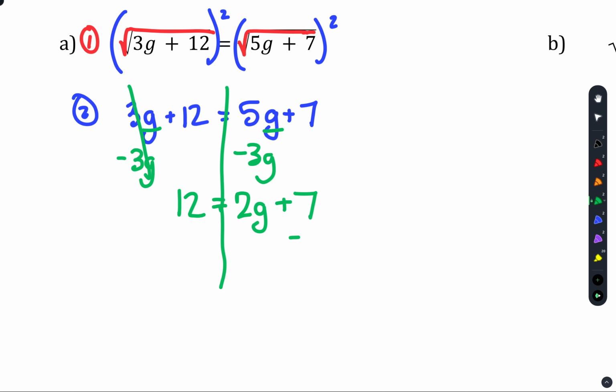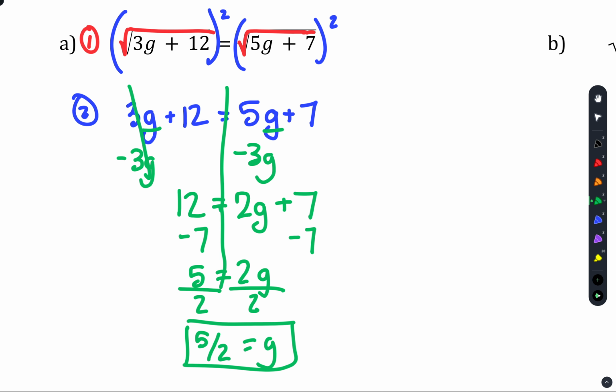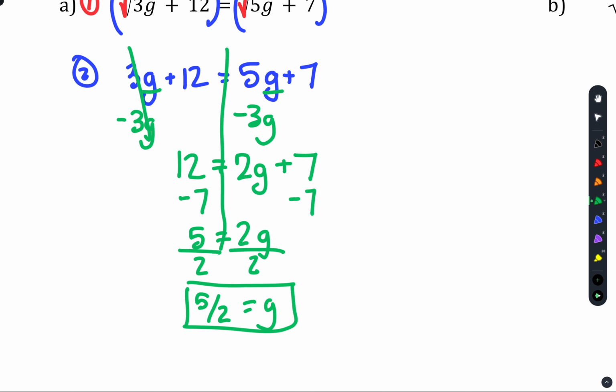I'm going to minus 7. And I'm going to divide by 2. I really like improper fractions. If you wanted to write this as the decimal 2.5, I would take that. I really, really like simplified improper fractions. Any questions on this one?